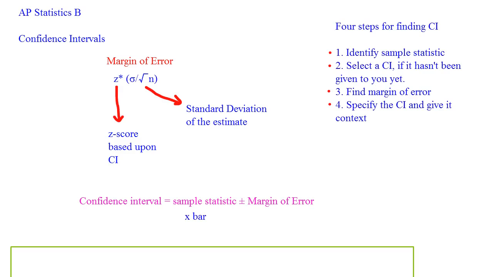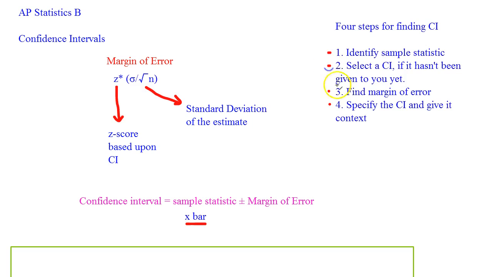Hi, today in AP Statistics, we'll be talking about confidence intervals and how to find them. First off, we're going to identify the 4 steps for finding a confidence interval. The first one is to identify the sample statistic. The sample statistic would be the mu or the x bar for the actual problem. So we identify that and then we use that.